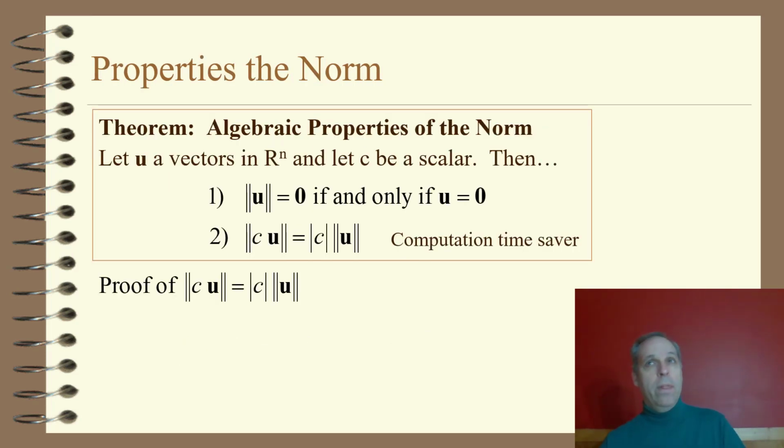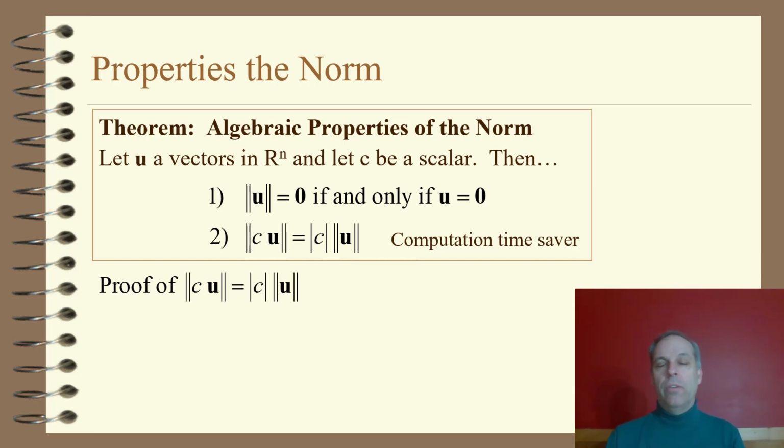Now, next, let's go look at a theorem giving you the algebraic properties of the norm. Now, these are the main ones. There's, of course, others in this. Suppose you have a vector u in Rn, and let c be any old scalar. Then the length of a vector is 0 if and only if the vector is 0. That means then if the length is 0, the vector is 0. And if the vector is 0, its length is 0. That's pretty obvious, I hope.